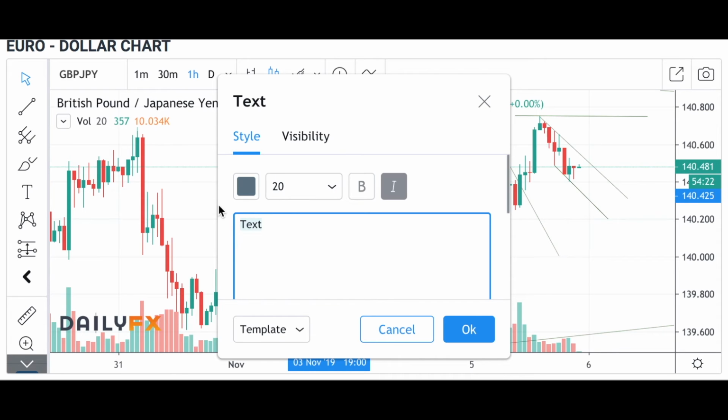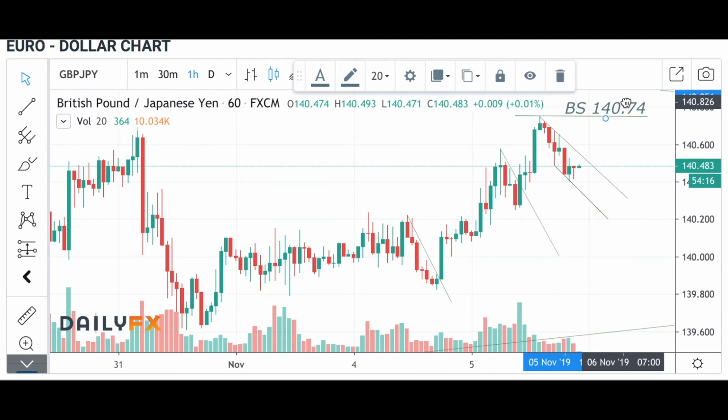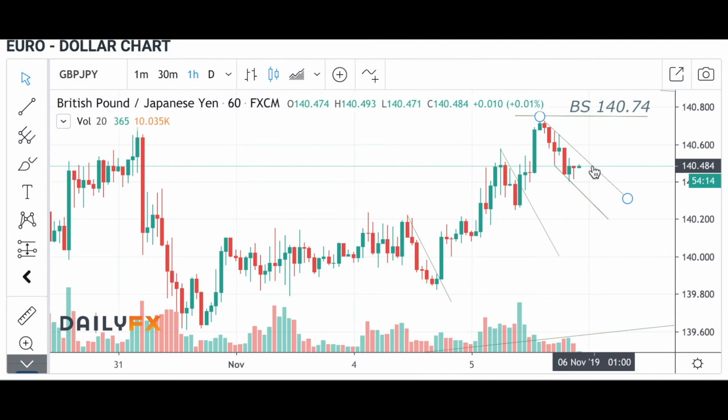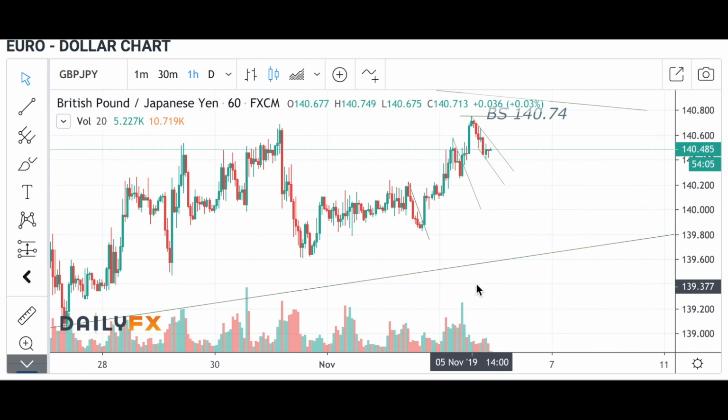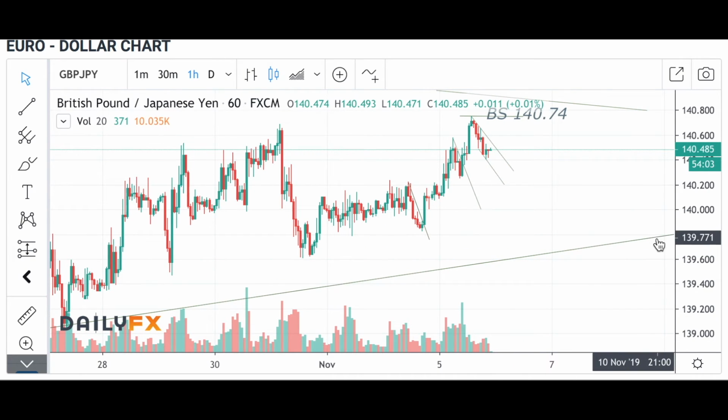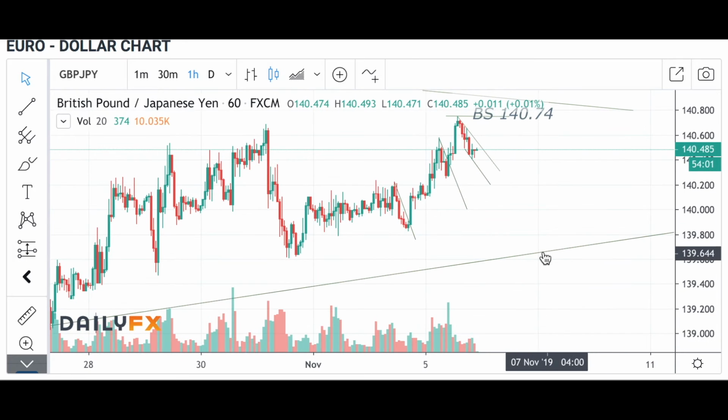Buy stop 140.74, and the sell stop is way below here at 139.81. Wow. So at 139.81, you've got to go way down here, somewhere down here. So it has to go down by quite a lot.